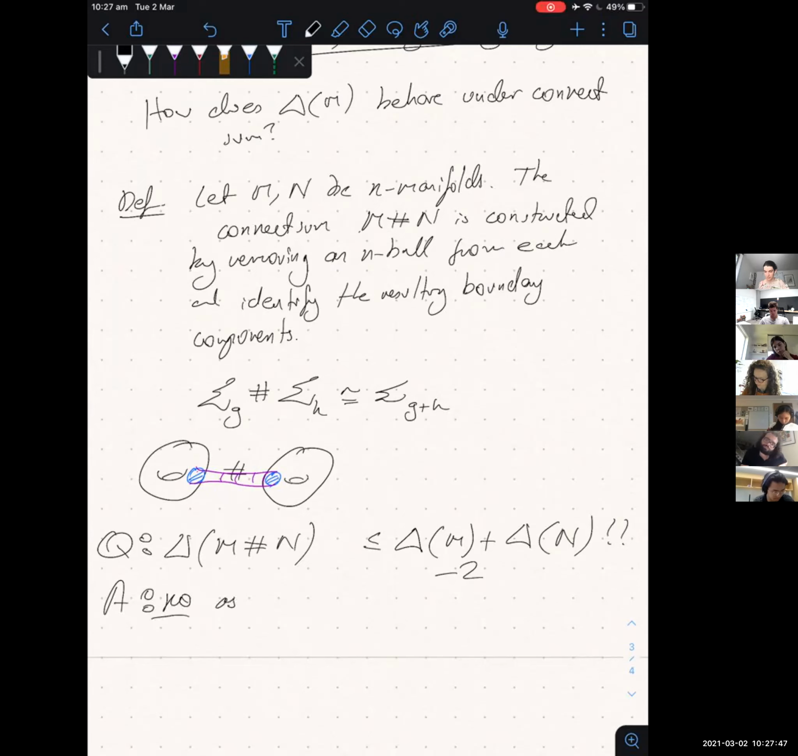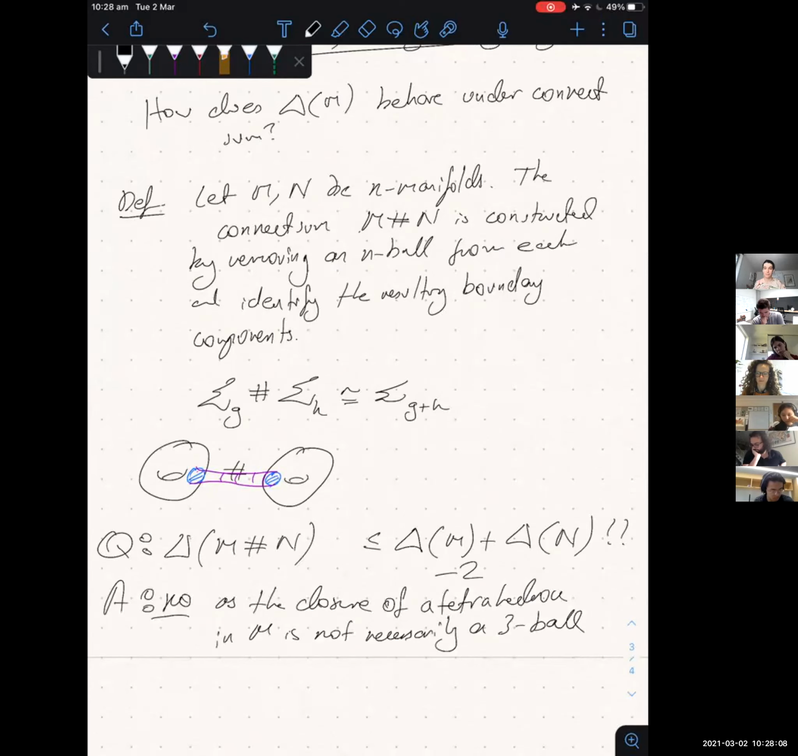because, and this is why I was a bit careful with my definition at the start, the closure of a tetrahedron in M is not necessarily a 3-ball. Because we can glue multiple faces to the same other simplex, we might find that some of our vertices are identified or some of our edges are identified. For an extreme example, we triangulated the 3-sphere with one tetrahedron before. The closure of that tetrahedron is certainly not a 3-ball, it's the 3-sphere.